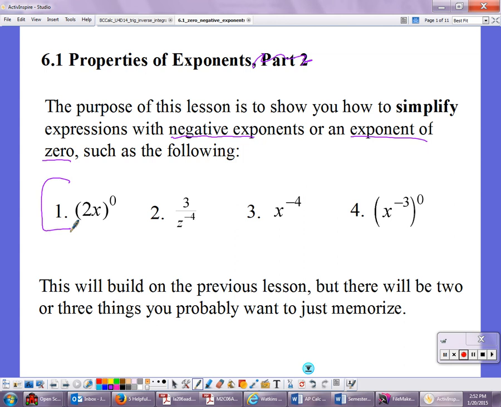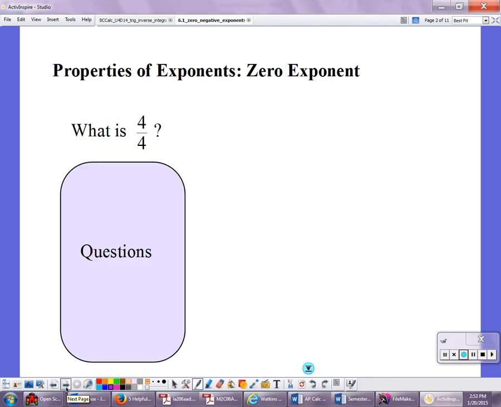2x to the 0 power, 3 over z to the negative 4, x to the negative 4, and so on. All right, this is going to build on the previous lessons, the quotient rules, the product rules, and all those. There's going to be 2 or 3 things at the end you probably just want to memorize. They're not that complicated, so it shouldn't be too bad. But unlike the other ones where I say, just derive the rule if you forget, these ones you probably want to memorize.